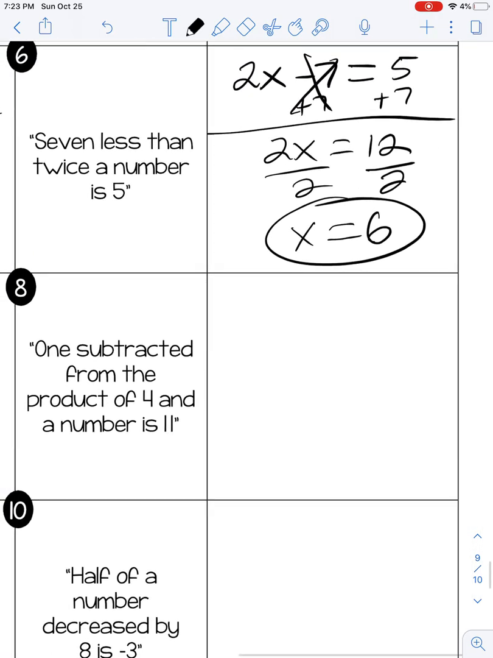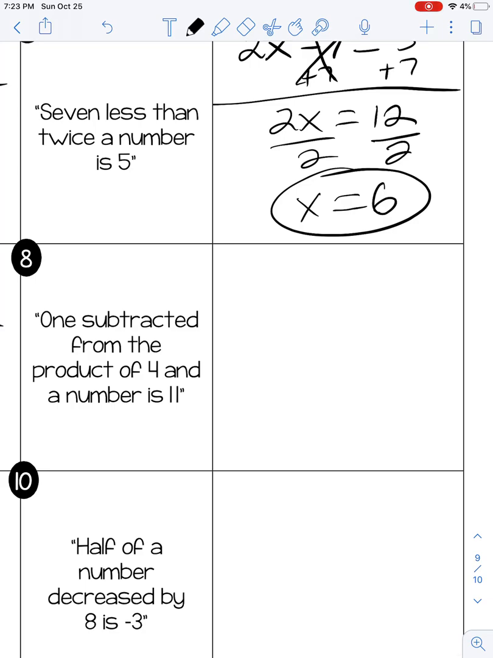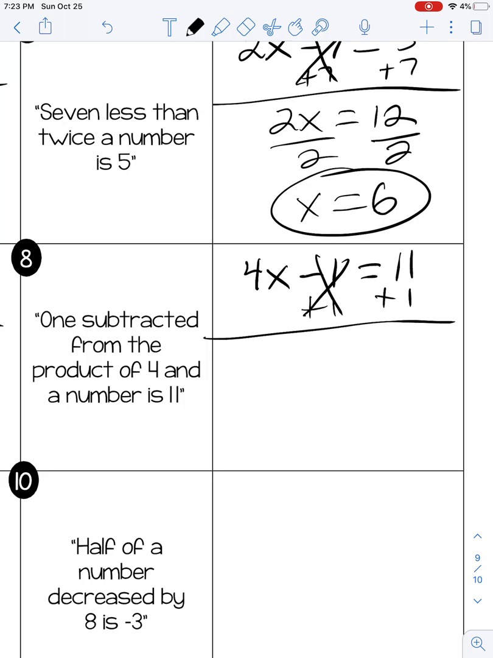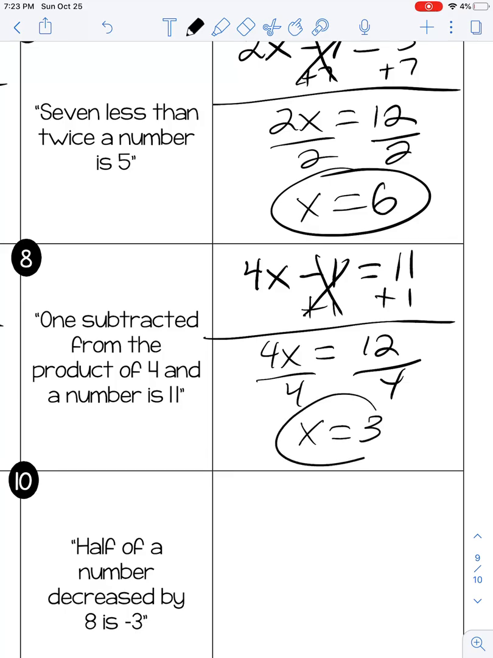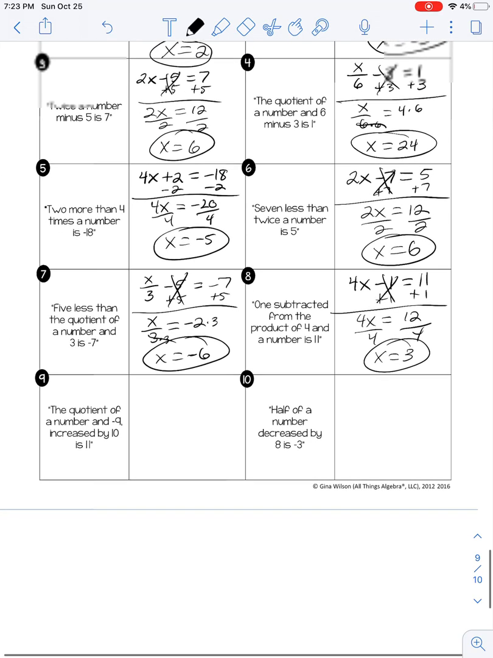All right, number 8. 1 subtracted from the product of 4 and a number. So the product of 4 and a number is 4x. 1 subtracted from, so minus 1, is equals 11. So we're going to add 1. 4x equals 12. Divide by 4. X equals 3 would be our answer.